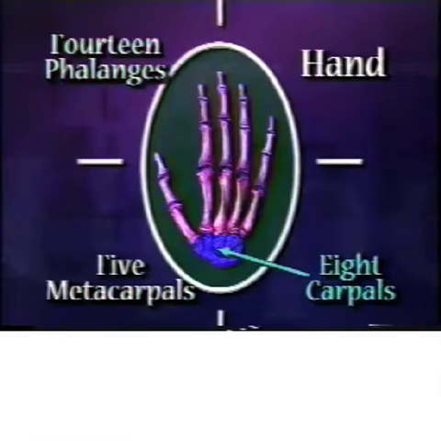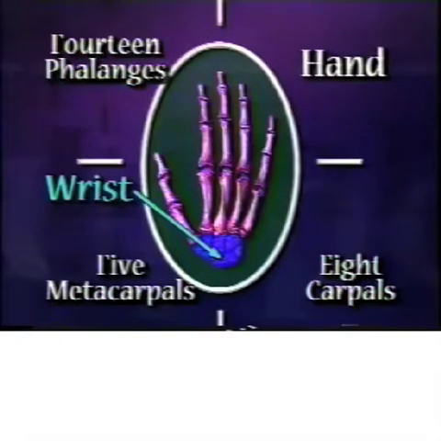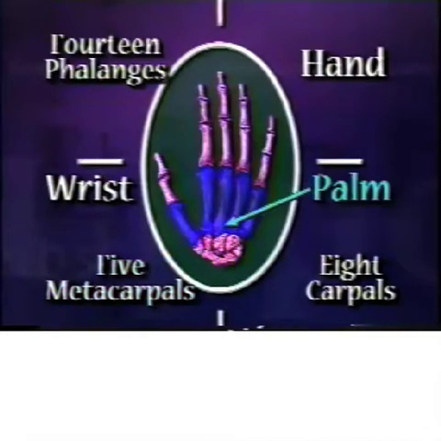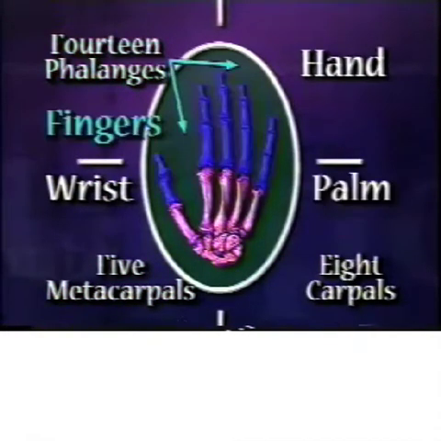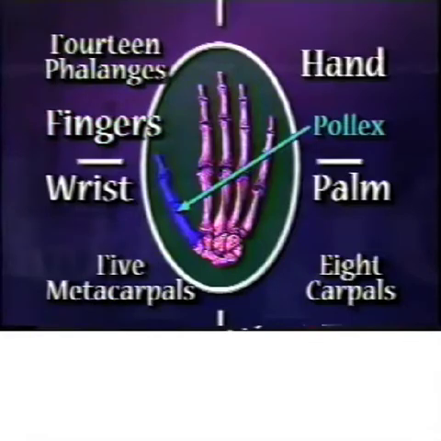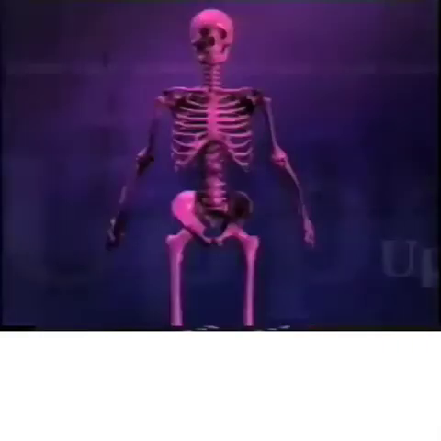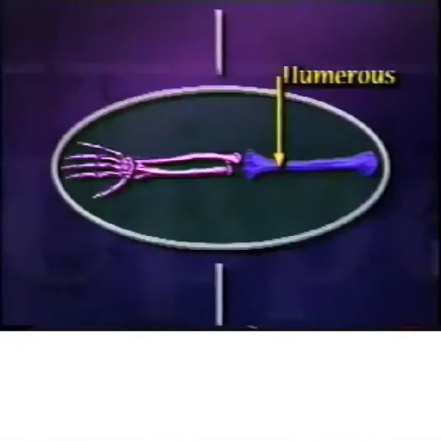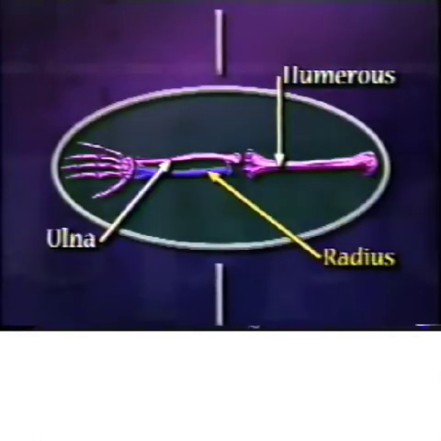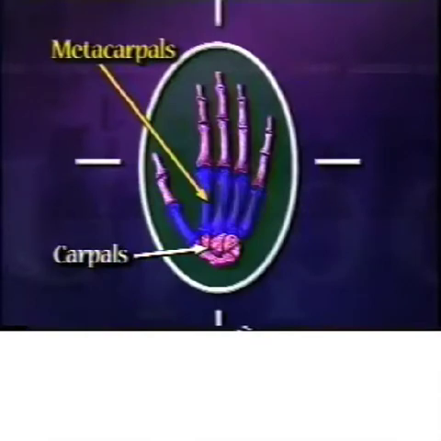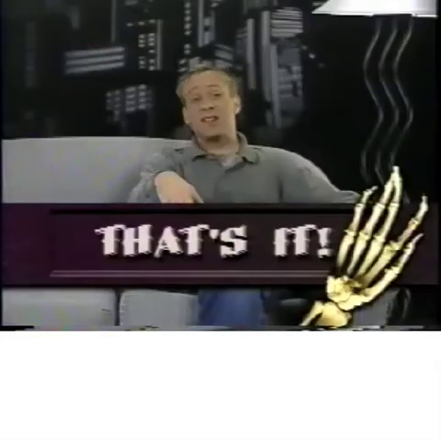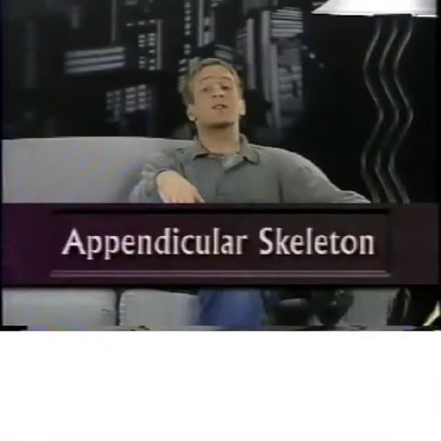The 8 carpals are the bones that form the wrist, where we put our watches and bracelets. The 5 metacarpals make up the palm, and the 14 phalanges give us our fingers and a pollex, which is a fancy word for thumb. There's the shoulder girdle, made up of the clavicle and scapula. And then there's the humerus, ulna, radius, 8 carpals, 5 metacarpals, 14 phalanges, and a whole lot of love. And that's it for the upper limbs of the appendicular skeleton.